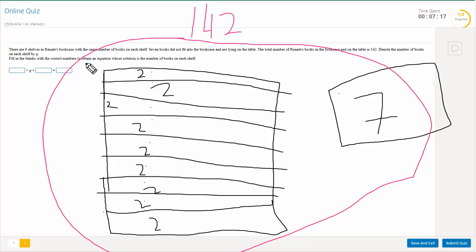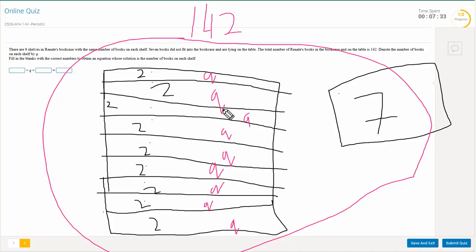Denote the number of books on each shelf as Q. So instead of writing 2, you can write Q. Q here, Q, Q, Q, Q, Q, Q, Q, Q. Remember, keep that in mind.